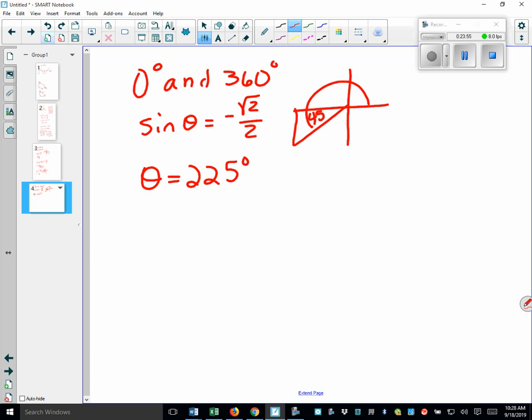Wait, quadrant 3. How do you know to go 225? You want 180 plus 45? Isn't it 45 more than halfway around? Yes, 45. How do you know not to go to the right? I always go to the closest x-axis. Okay.